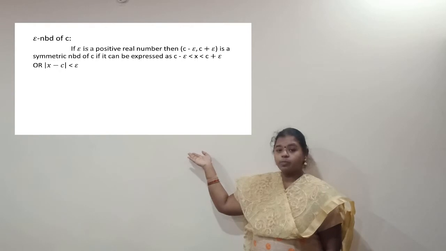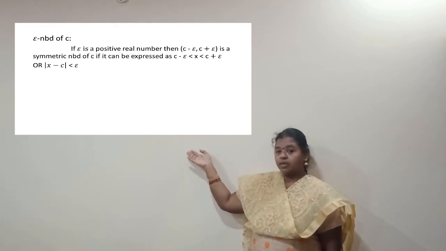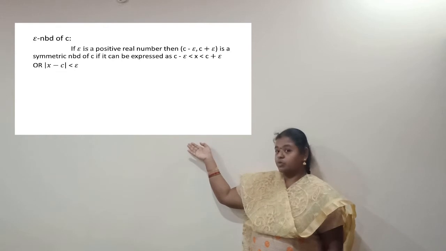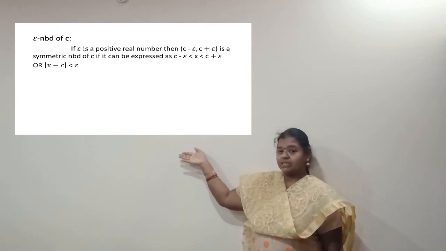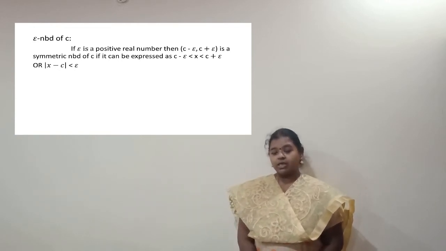The next definition would be epsilon neighborhood of C. If epsilon is a positive real number, then (C minus epsilon, C plus epsilon) is a symmetric neighborhood of C. It can be expressed as C minus epsilon is less than X is less than C plus epsilon, or if you are writing in terms of modulus, it is mod of X minus C is less than epsilon.